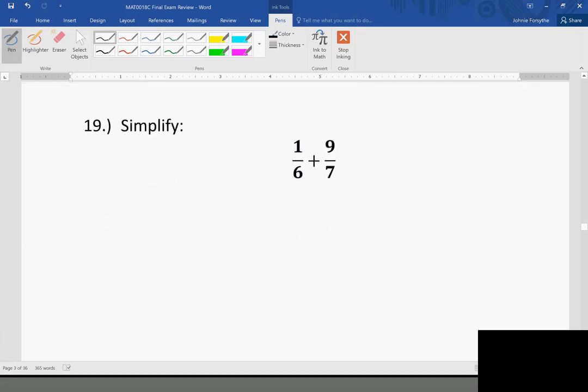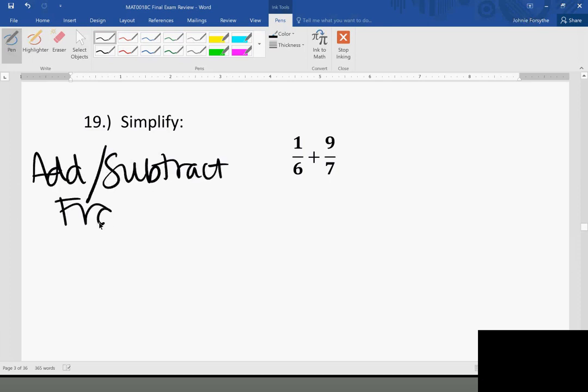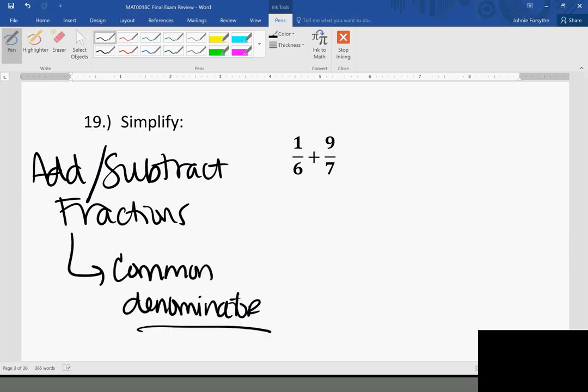Okay, 19. So simplify 1/6 plus 9/7. So when we add or subtract fractions, we must have a common denominator. Let's get a common denominator between 6 and 7.